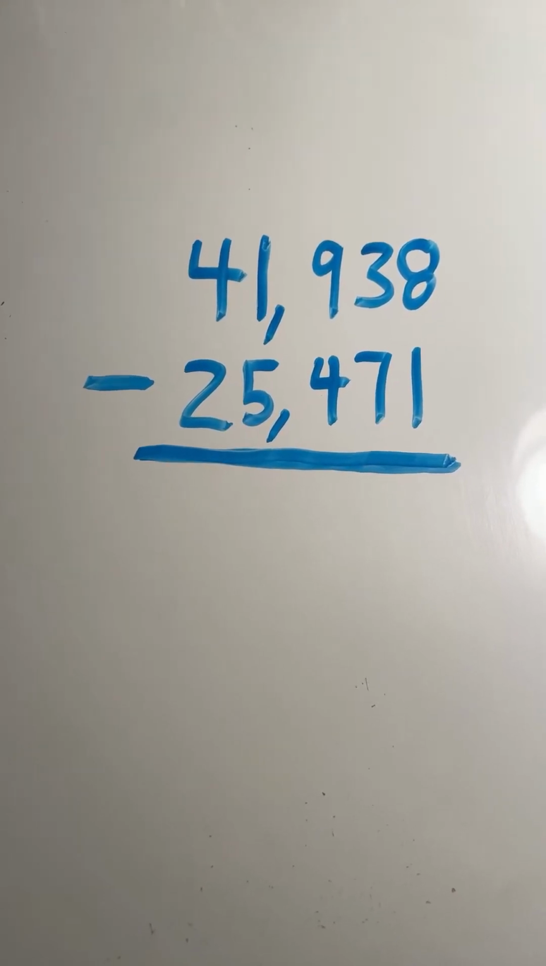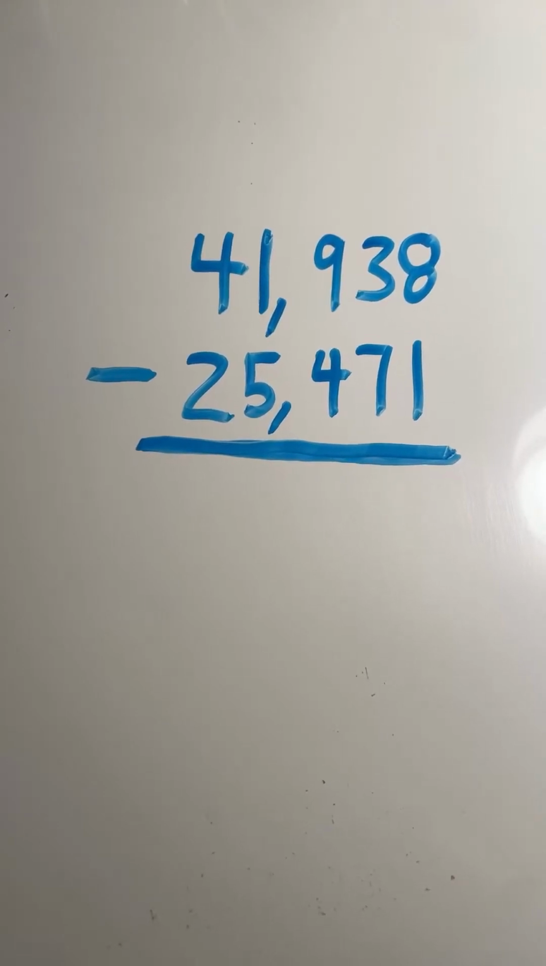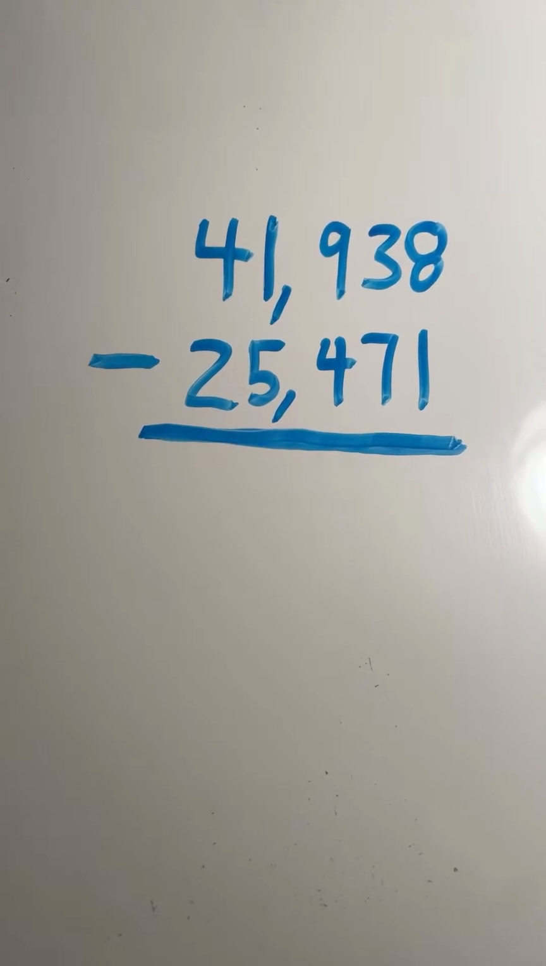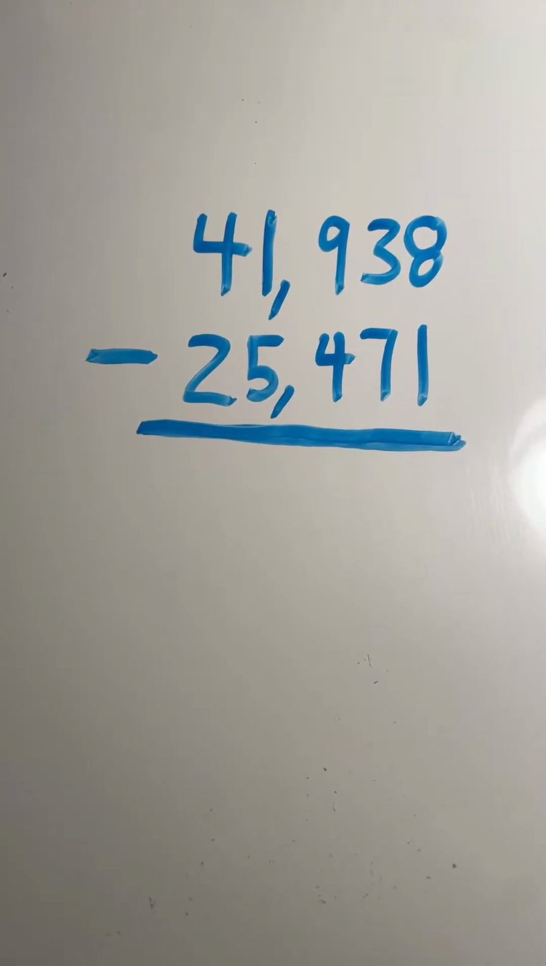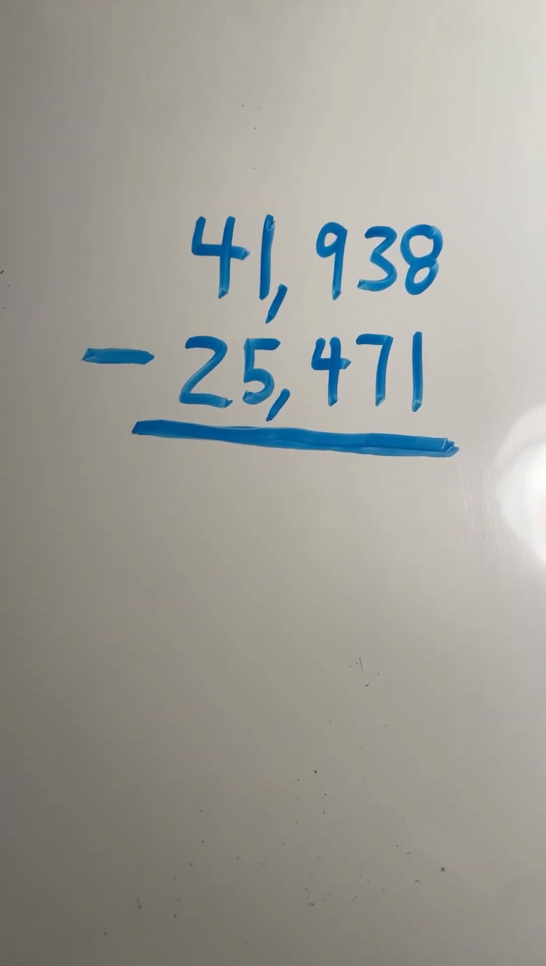So this video is going to be a review of multi-digit subtraction with regrouping. Our first example problem is 41,938 minus 25,471, and I'm going to go through step by step how to solve that problem.